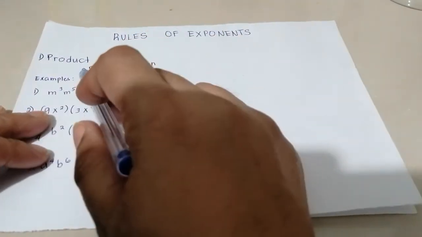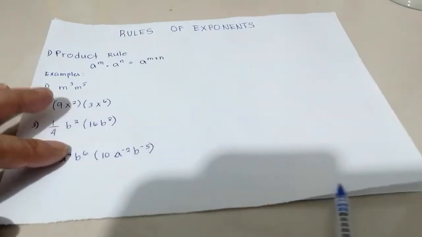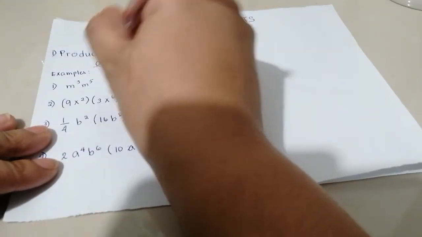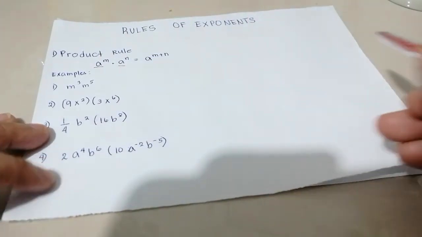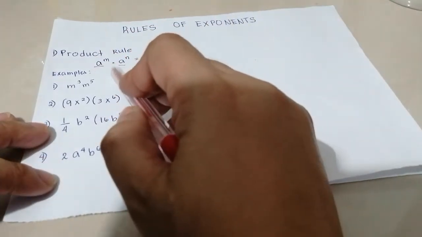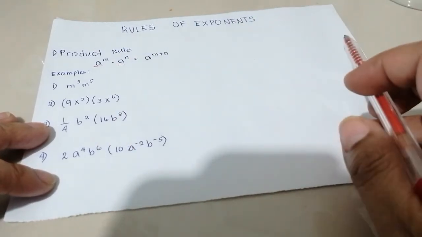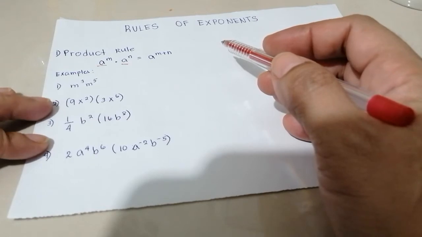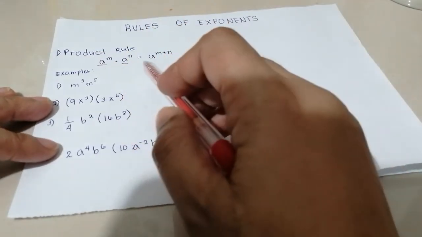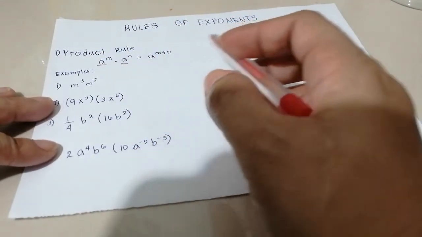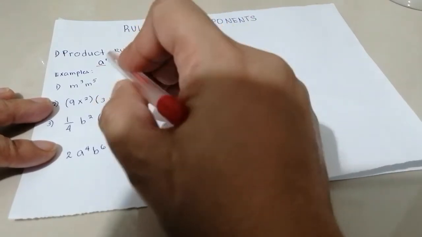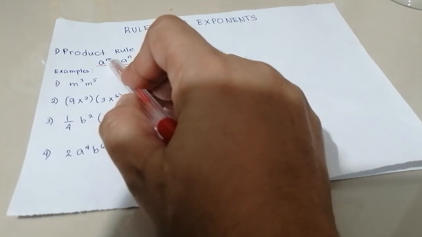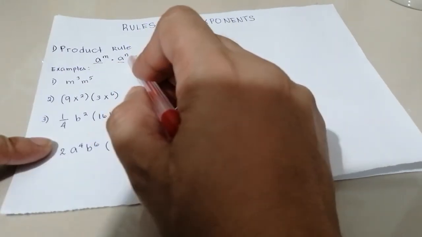So these are two exponential expressions, and as you can see here, the bases are the same. Okay, so if the bases are the same and we are multiplying, all we need to do is add the exponents and we just keep the bases the same. The expressions here are a raised to the m power and a raised to the n power.